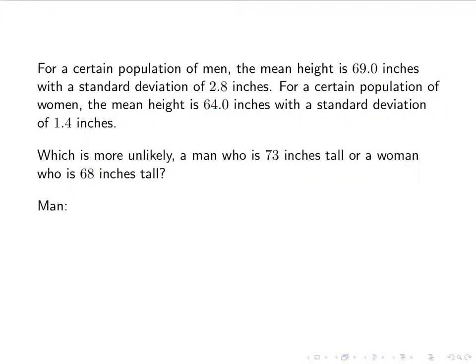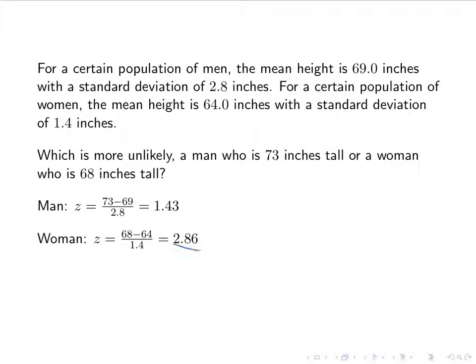So for the man, his z-score will be 73 minus 69, so x minus x bar, divided by s, 2.8. And I get 1.43. For the woman, the z-score is 68 minus 64 over 1.4. And that gives a z-score of 2.86. So that means that the woman is 2.86 standard deviations away from the mean, and the man is only 1.43 standard deviations away from the mean. So the woman is more unlikely than the man to be 4 inches taller than the mean.